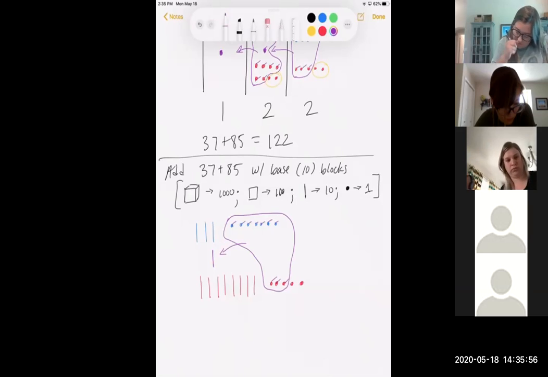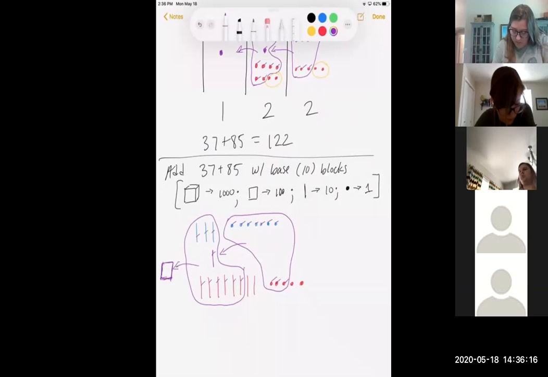Now I'm going to go ahead and count all my 10s together, so I see how many I have. So I have 1, 2, 3, 4, 5, 6, 7, 8, 9, 10 of them here. So I circle that. And then I'm going to make that into a flat. Take my rods, put them into the bin, 10 rods, and exchange it for 1 flat.